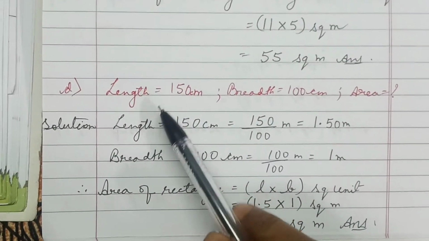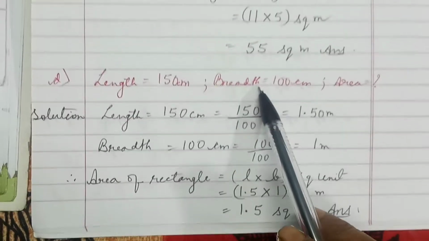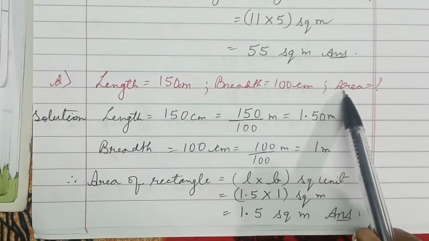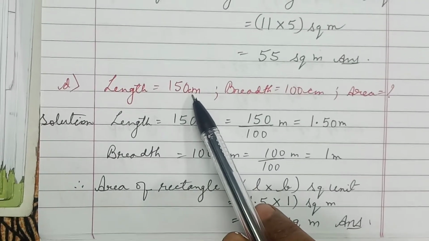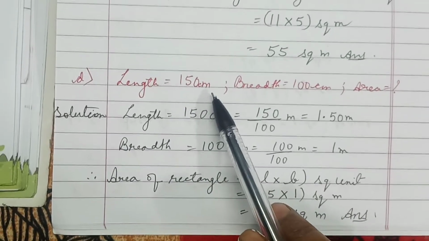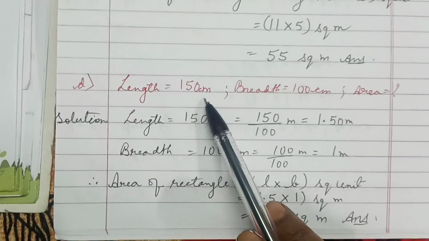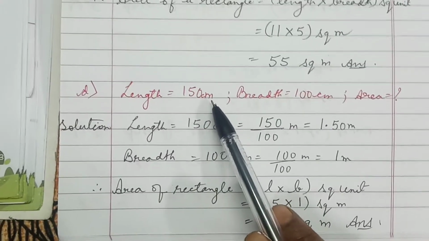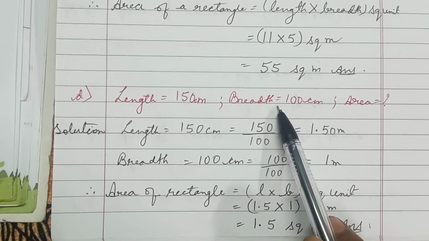Moving to question number D children. Here length is given 150 centimeter and breadth is given 100 centimeter. And we have to find the area of the rectangle. Children, you may look here. It's given 150 centimeter. So we can convert this centimeter into its bigger unit, that is meter. Because it is 150, no? As you know, 100 centimeter means 1 meter. So you can change this centimeter into bigger unit, that is meter. So here and here we will change.